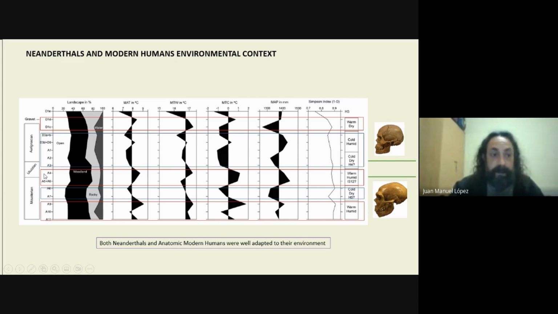And you can see here that these are Mousterian levels with theoretical Neanderthal occupations and Aurignacian levels with modern human occupations, and you can see that they are well adapted to their environment because they lived in warm and cold periods indifferently. Neanderthals and anatomically modern humans are the same in this.